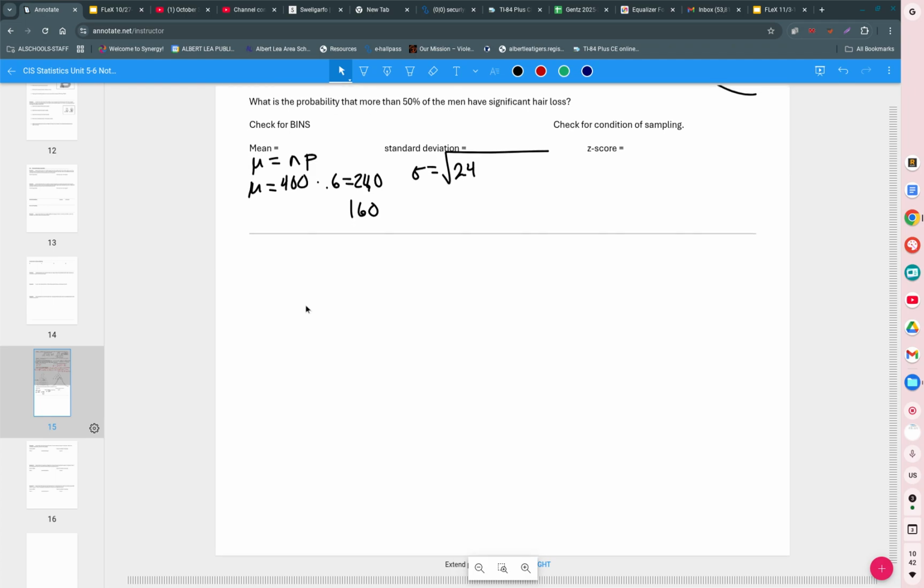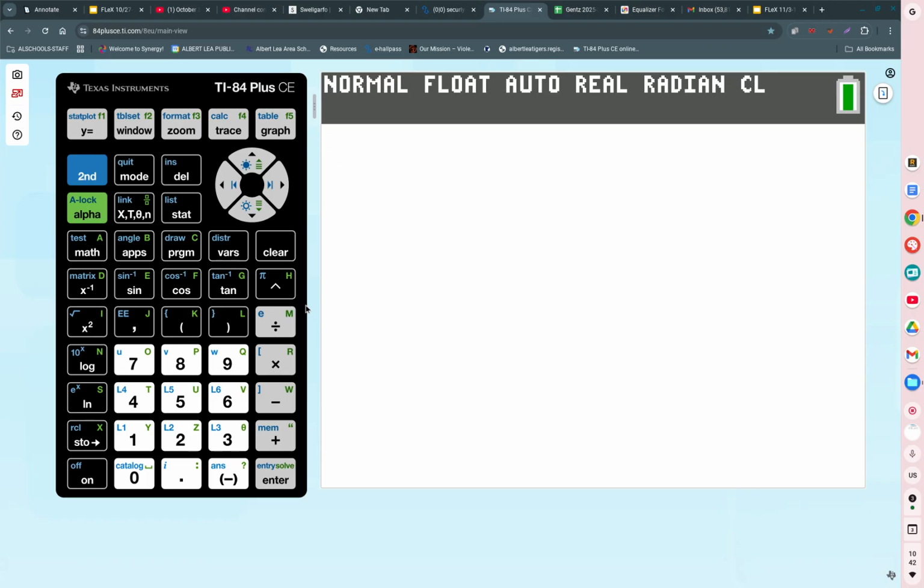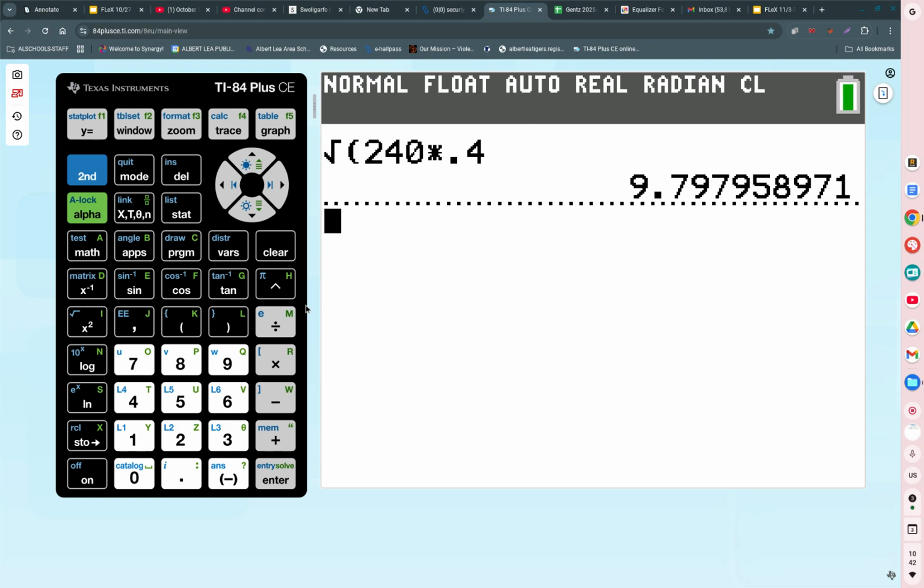In order to find your standard deviation, you take the mean, which is 240, and you multiply it by 1 minus p. What's 1 minus p? 1 minus 0.6 is 0.4. And we calculate that standard deviation. Go ahead and do it on your calculator. I got 9.797. You okay with that? I'll write 9.798.